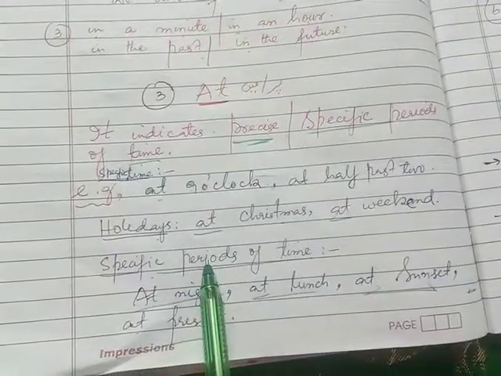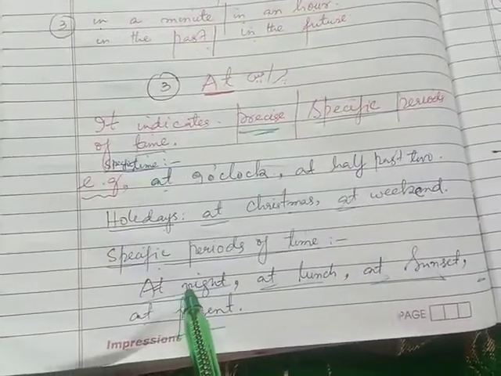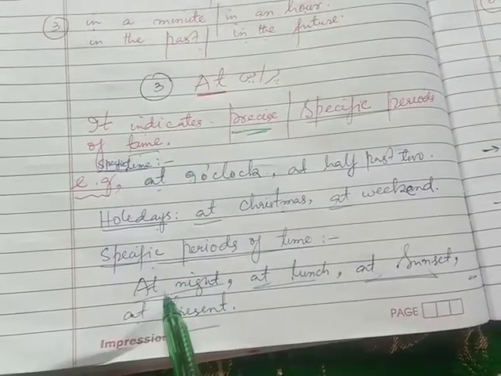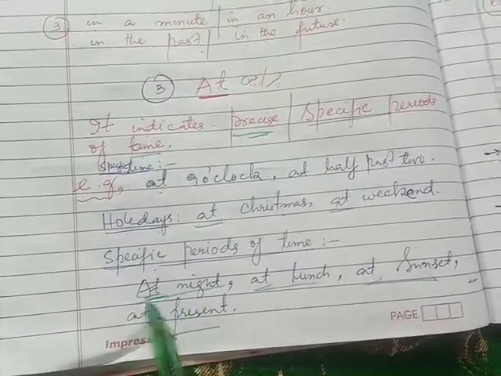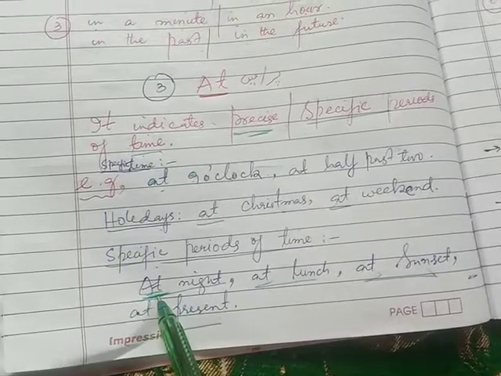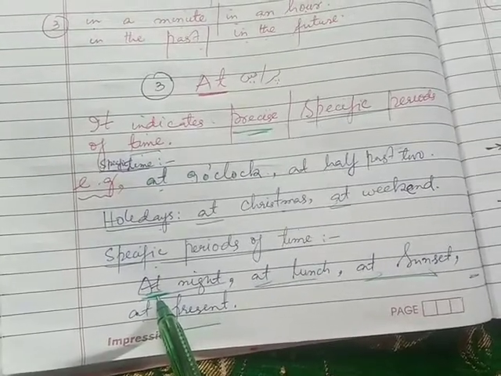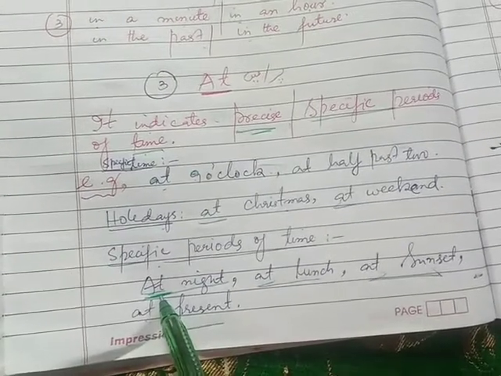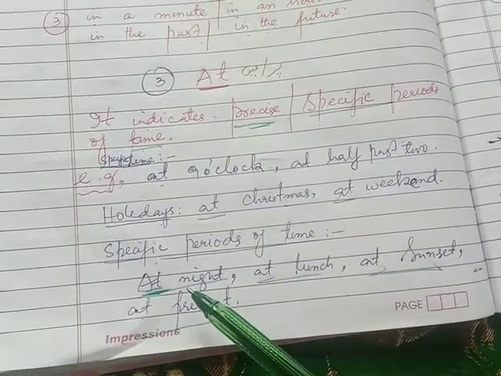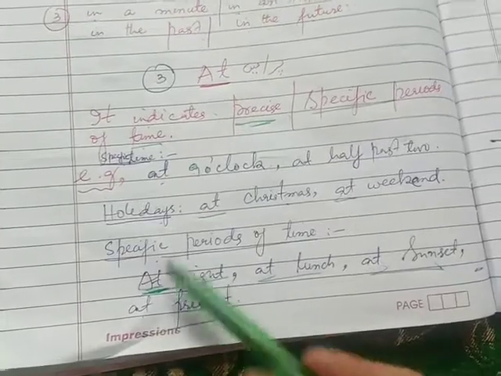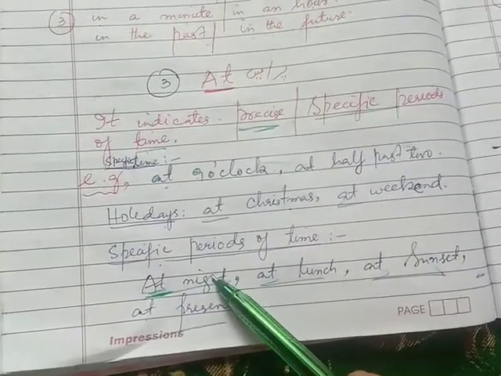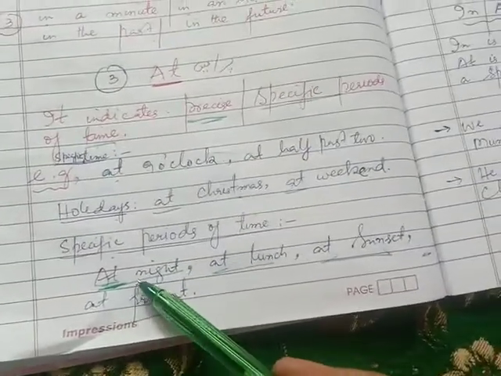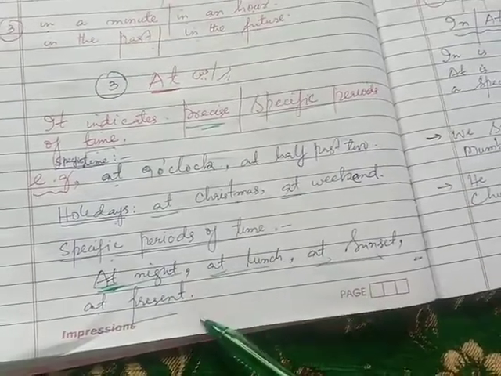Here, my dear students, there is an exception to the rule, because night does not show a particular point of time, it shows duration. It extends from 8 to 9 hours. That's why we use at night. Okay, so there: at night, at lunch, at sunset, at present. Okay, now let's move towards another preposition.